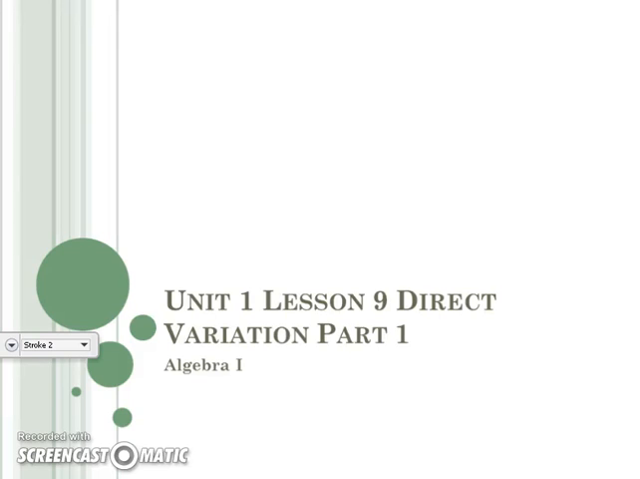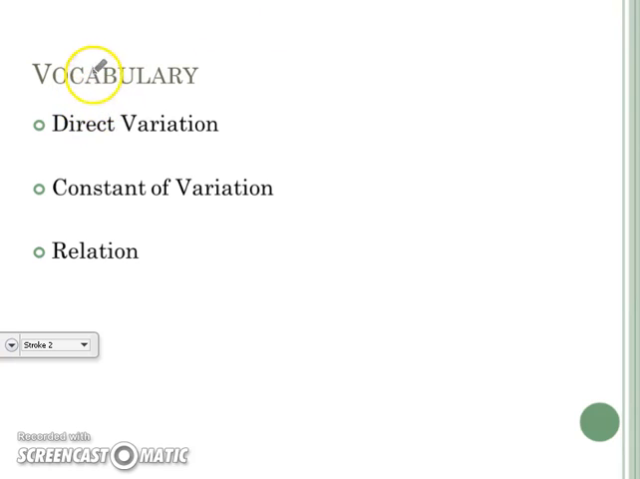This lesson is on Unit 1, Lesson 9 for Direct Variation, Part 1. So just some quick vocabulary for direct variation. We have a direct variation equation that relates f of x with a constant value times x. And f of x is our y values and x is our x values. So x is our inputs and f of x represents our outputs.